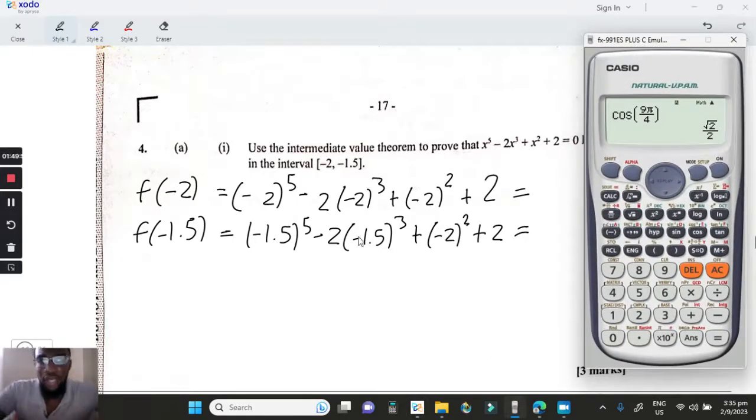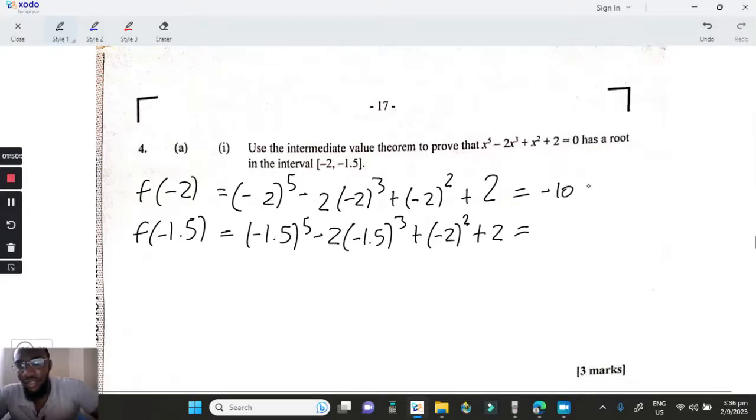Alright. So working it out real quick. Minus 2 raised to the 5th, minus 2 in bracket, minus 2 cubed, plus minus 2 squared, plus 2. This is what you're getting: negative 10, which is less than 0.